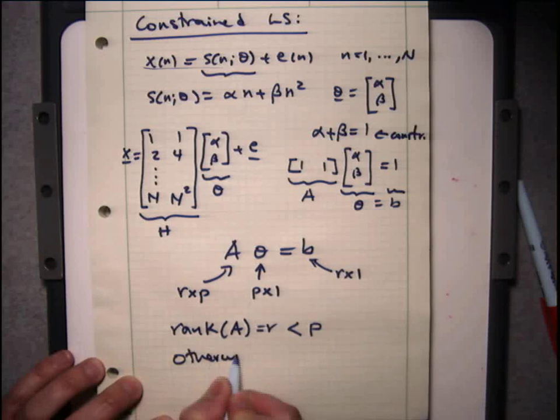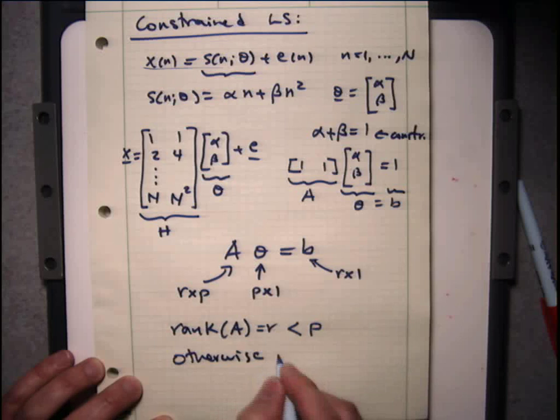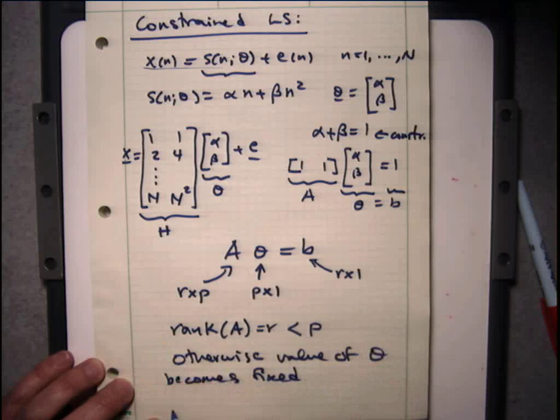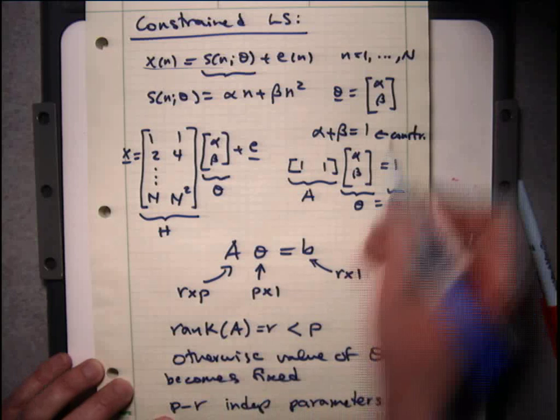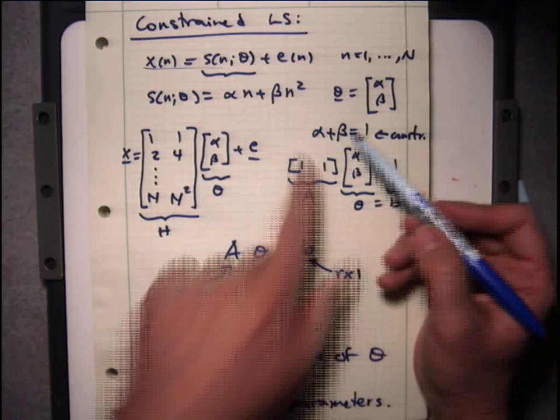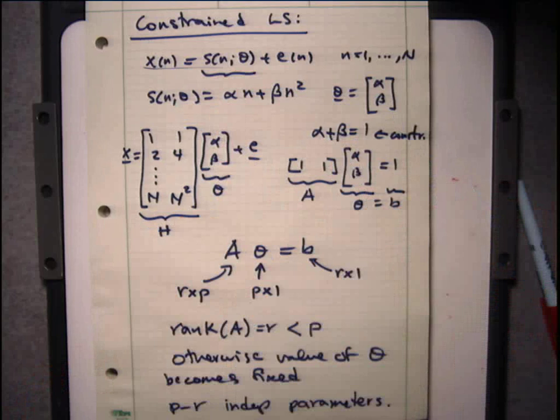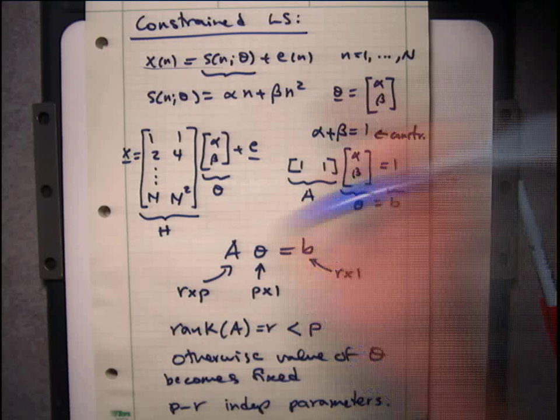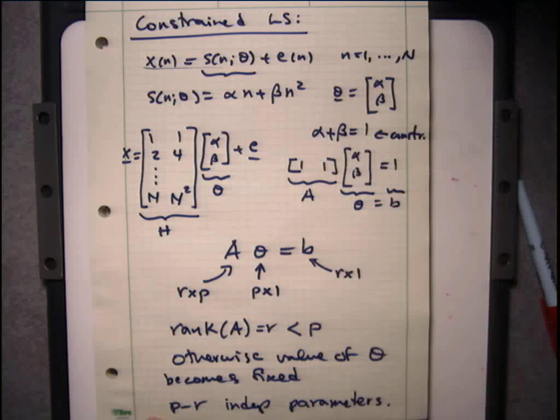So this has to be true. Otherwise, the value of theta becomes fixed. Another way to think about this is that you really have p minus r independent parameters. If you go back to here, for example, even though you have two parameters you're solving for, you really only have one independent parameter, because the other one is determined by the first one. The same idea applies here.